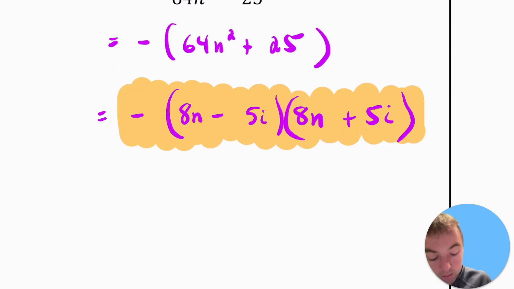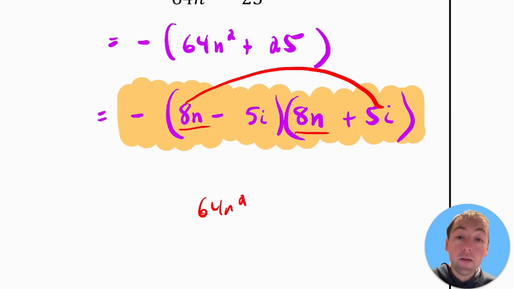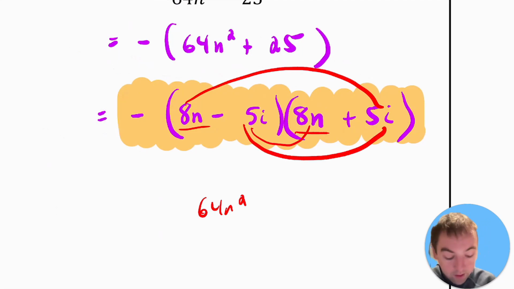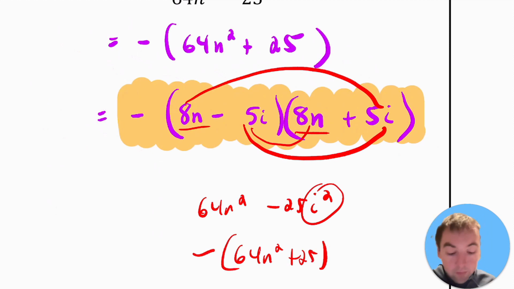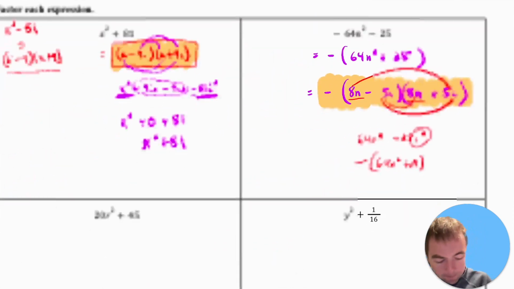So just to check this out, you get 64n squared, and then you get plus 40i, but that's going to give you minus 40i, so it just cancels. And then that last part would be negative 25i squared, but since i squared is negative 1, you do get 64n squared plus 25 inside the parentheses, and then there'd be that negative. So it works out great, right?